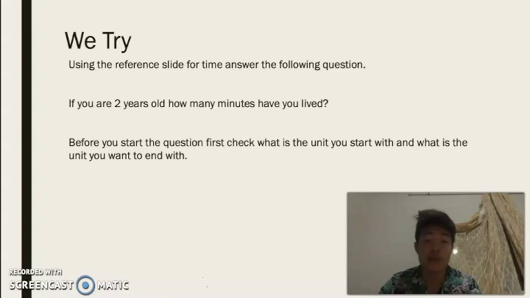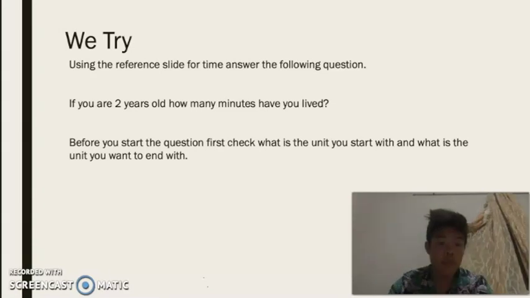Before you begin this problem, remember, you want to ask yourself the question, what is the unit you are starting with, and what is the unit you want to end with? I'm going to give you some time to think about that because this is critical to getting the question correct. Now that you've had some time to think about it, you should have reached the conclusion that the unit we're starting with is years, and the unit we're trying to reach is minutes.